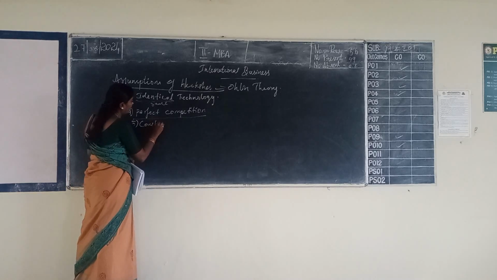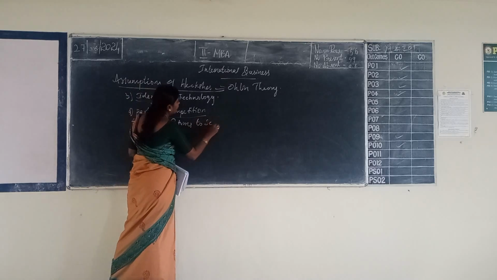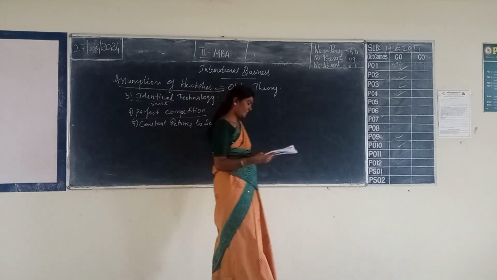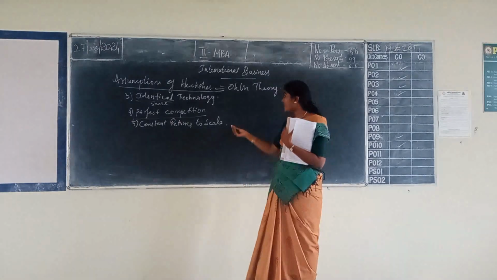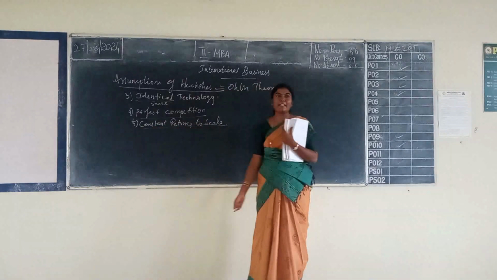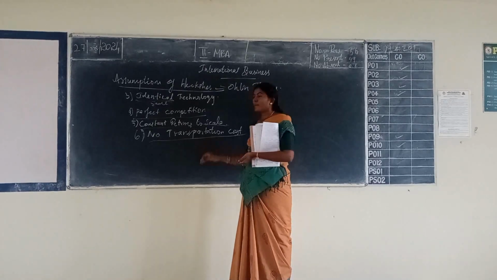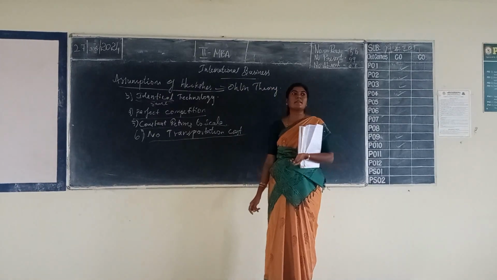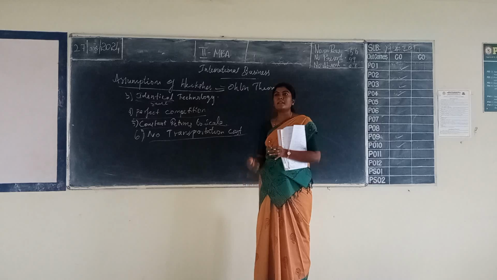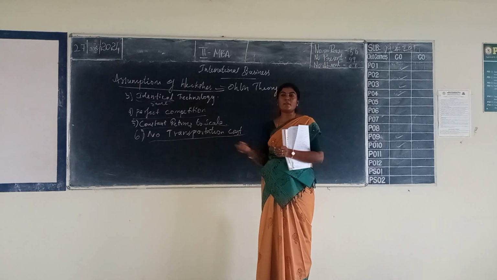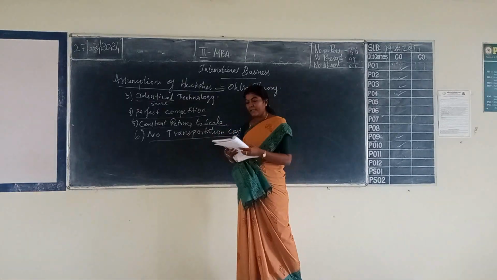Constant returns to scale. So this one also we have seen already. What is constant returns to scale? Very good. So doubling the input. No transportation cost. Have you written? Transportation cost is not included in the production cost. These are the contents we have seen already. What the assumptions say is the same thing. Okay. The next one.